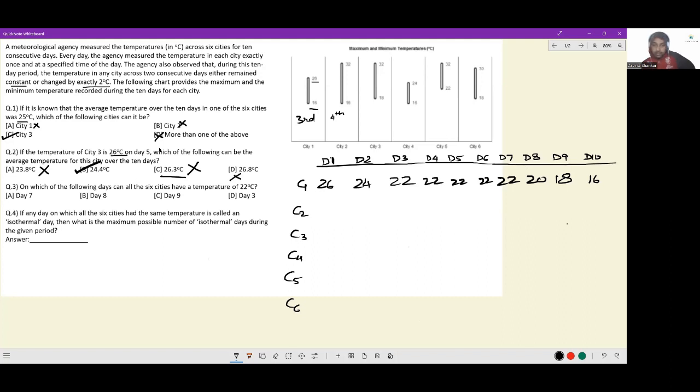wherein this becomes day 10, this becomes day 9, this becomes day 8, this becomes day 7, this becomes day 6, this becomes day 5, this becomes day 4, this becomes day 3, this becomes day 2, this becomes day 1. Why I'm doing this is, I needed the days on which it is 22 degrees. 22 degrees can start earliest on day 2 and can continue latest till day 8. In the second version, it is continuing till day 8. So at this time, I can happily rule out day 9 as definitely not a day on which we have 22 degrees available in all the 6 cities.